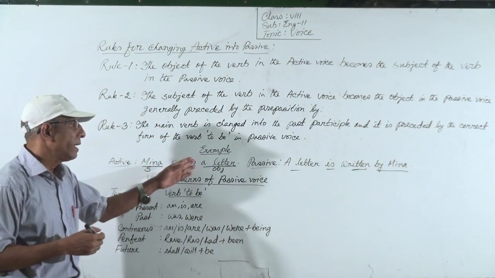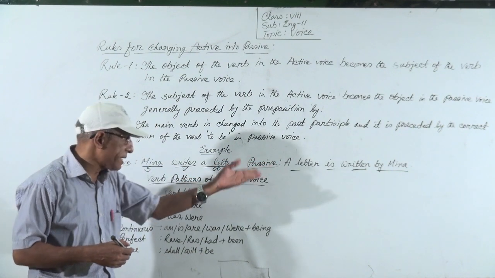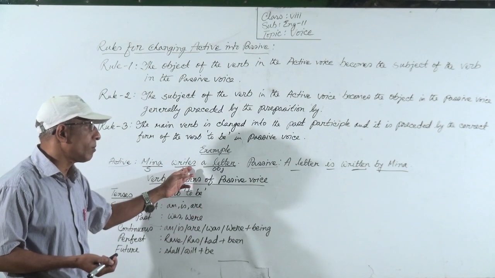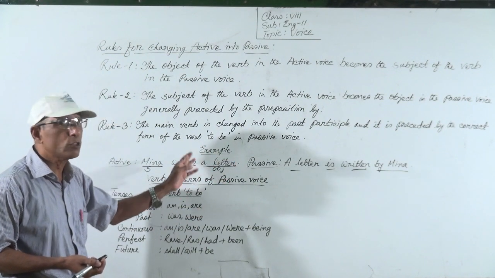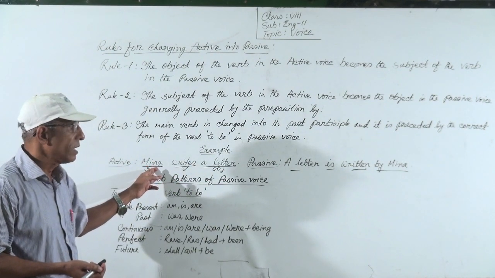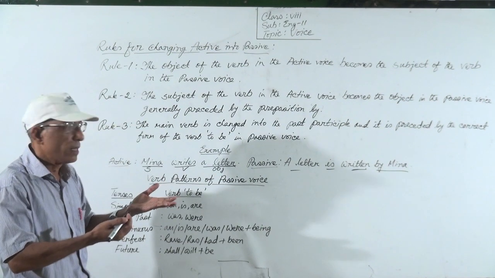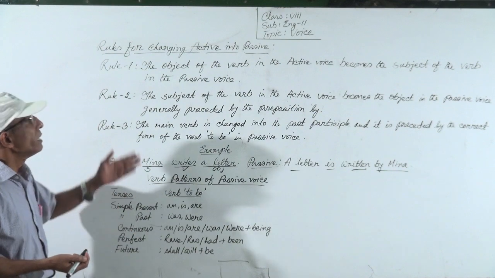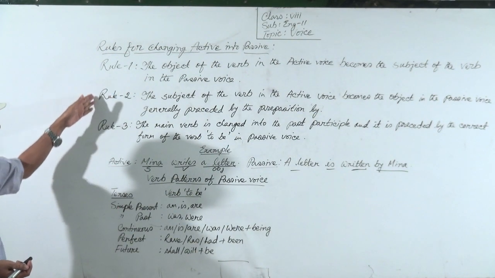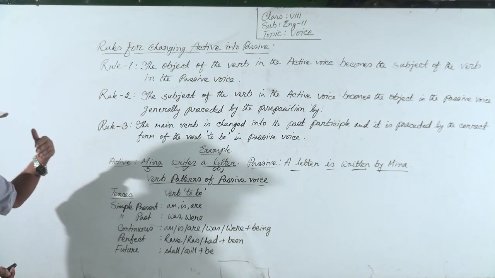So you see, at first you have to write a letter, then a to be verb 'is', then the past participle form of the main verb: write, wrote, written. And then the subject will be the object, and it will be 'by Mina', by the preposition. In this way, you have to use the above three rules.